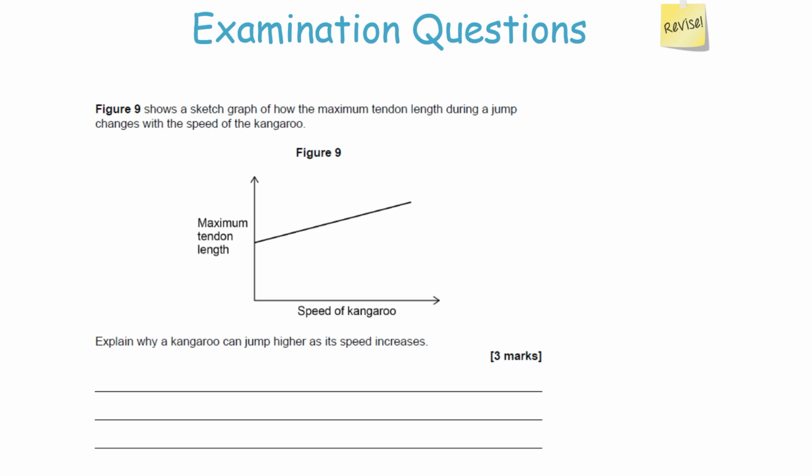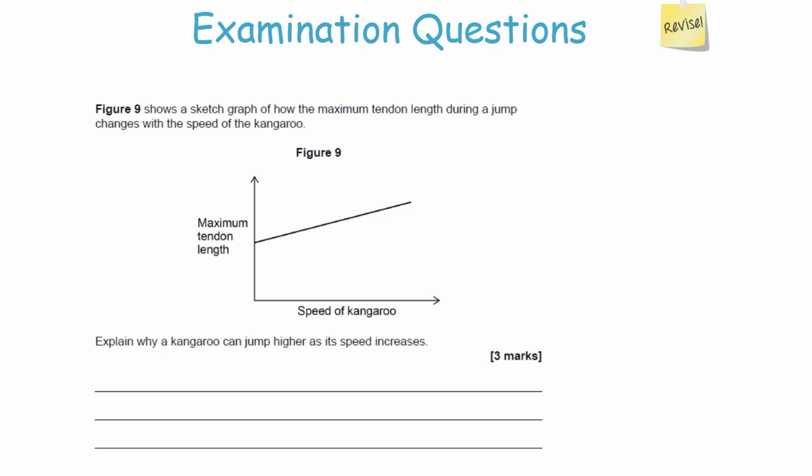Right, so how can you do this particular question? Well, it's important to note that it's talking about the tendons, and when the tendon increases in length, the extension that the tendon can undergo when it's carrying out a jump will also increase. So we've got a greater extension.